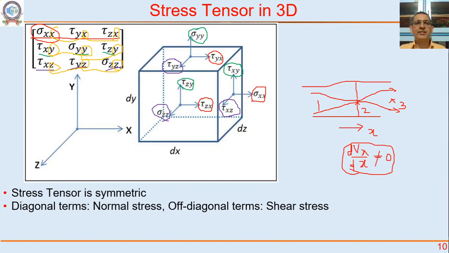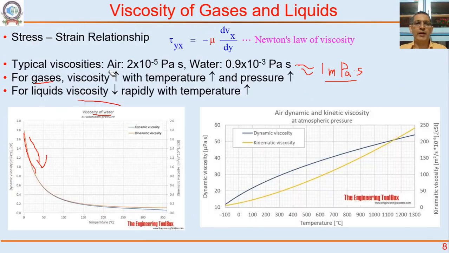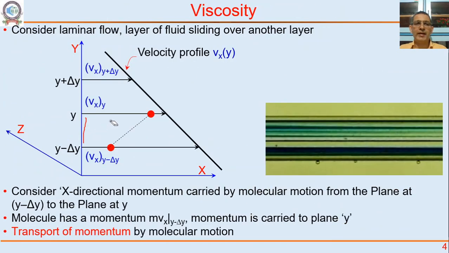Let's rub out all this now. It's too many things. Tau yx, look at this tau yx, what we had. Tau yx was acting on this plane at constant y, which means it was acting on a plane which was perpendicular to the y axis.